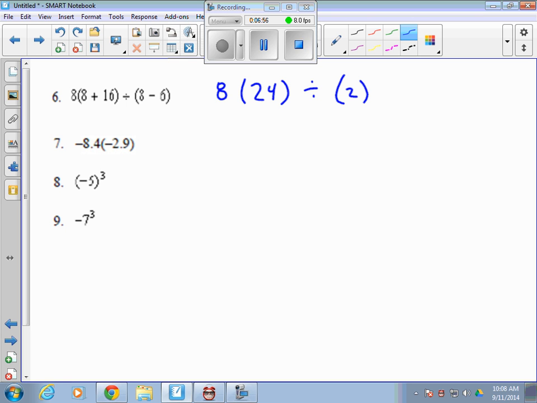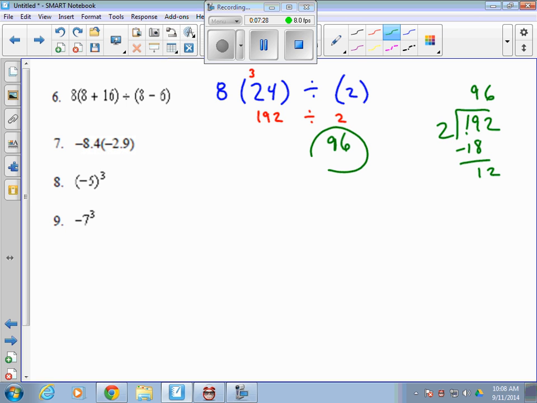You don't skip over multiplication to do a division. You simply multiply 8 times 4 and get 32. 8 times 2 is 16, plus 3 is 192, divided by 2. Look at it this way to where you can see it. 192 divided by 2. It goes into 19 9 times, minus 18 is 1. 2 goes into 12 6 times. So we have 96 as your simplified answer for number 6.